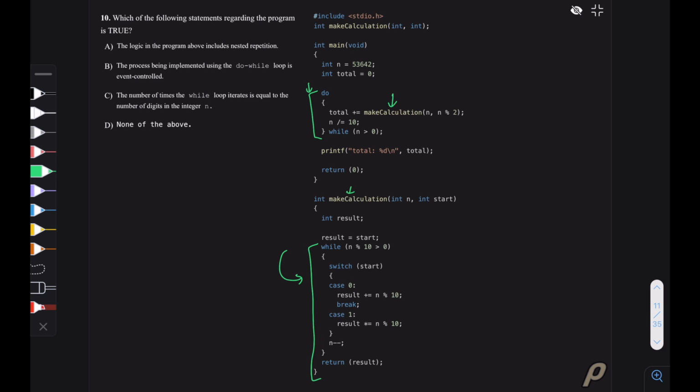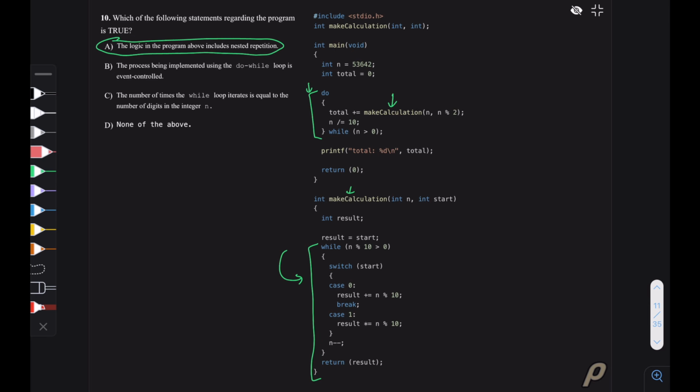So if you tracked on the last problem on number 9, you notice that we had the outer loop, and then every iteration of that we had to go into the user-defined function, and we had to do the inner loop where every time we're looping until n mod 10 is greater than 0, or while it's greater than 0 rather. So that means this is true, so A is true, but we'll go through the other ones just to see why they're false, in case they tripped you up at all.